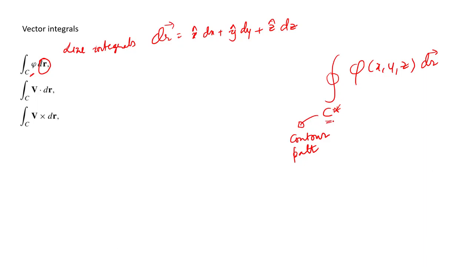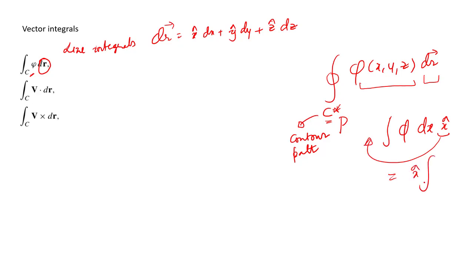So here we're integrating over a contour. Sometimes this is also written as P for path, but these indicate line integrals. Returning to the scalar function, if I have a scalar function with a vector, for example, simply phi times dx along x, then I can write that as x, a unit vector. It doesn't change in magnitude or direction, so it's a constant as such. So I can bring this out.